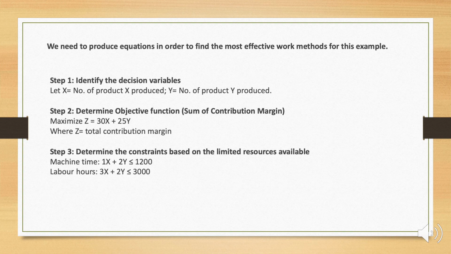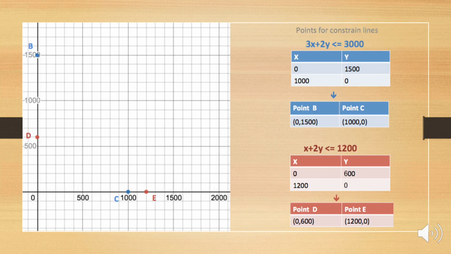Step 3. Determine the constraints based on the limited resources available. Machine time, 1x plus 2y is less than or equal to 1,200, and labor hours, 3x plus 2y is less than or equal to 3,000. Let's begin from joining points of constraint lines. For the first constraint line, when x is 0, y is 1500, and when y is 0, x is 1000. Then we'll do the same calculation for the second constraint line to get the points D and E.